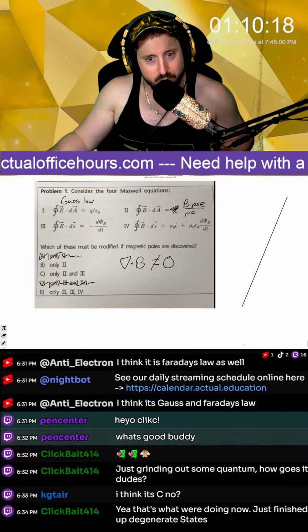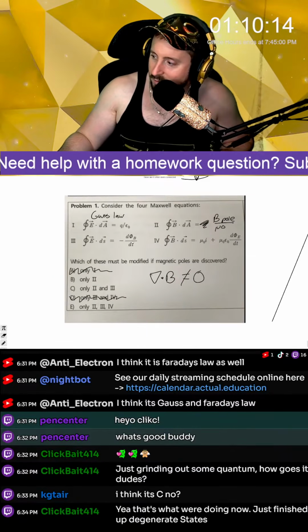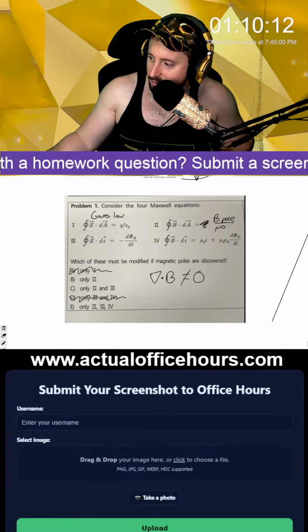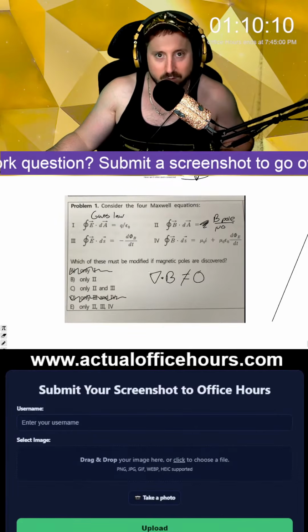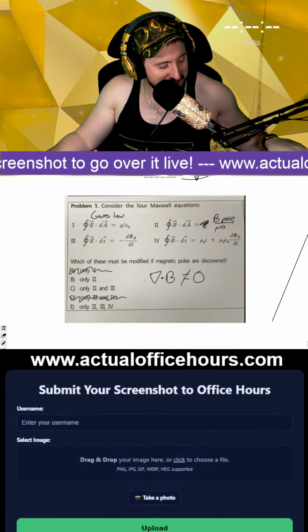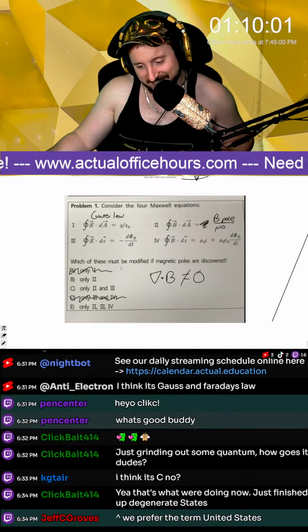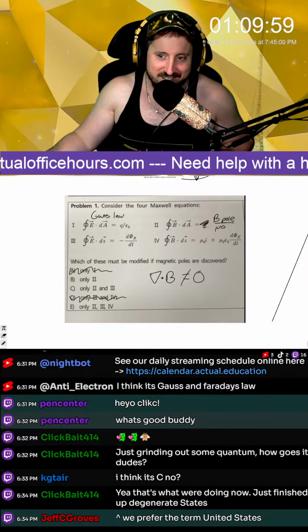Why are your images failing, Blue? What? Yeah, there you go. No, I have it. I see it. Okay, cool. You just finished degenerate states. We prefer to call them the United States. Oh, man. Okay. All right.